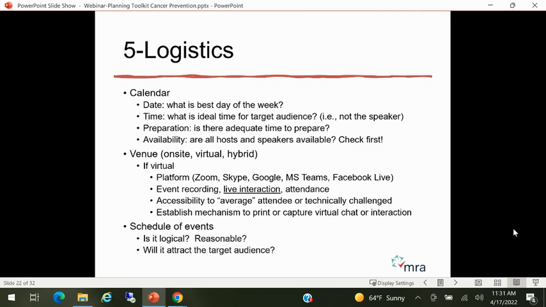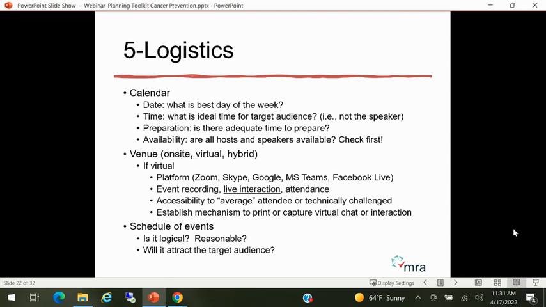Then let's look at your venue. Today we're talking mostly about virtual or hybrid, so I'm going to focus on that here. But if you are looking at virtual or hybrid, what's your platform? Are you going to use Zoom, Skype, Google, Microsoft Teams, Facebook Live, all of that? Your organization may have a requirement or a preference, but that technology could include or limit the audience participation.